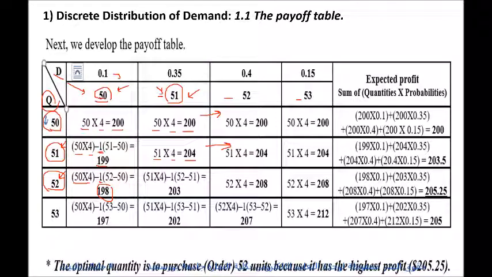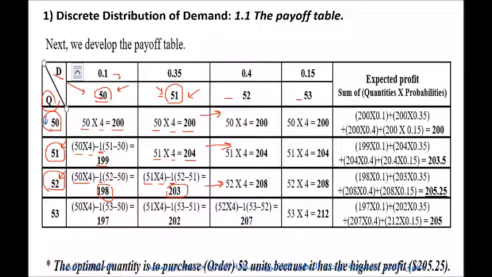I will sell what customers need exactly, 51 with profit, so it will be 204, and the difference between 51 and 52 will be 1 times loss 1, the total will be 203, and the rest.